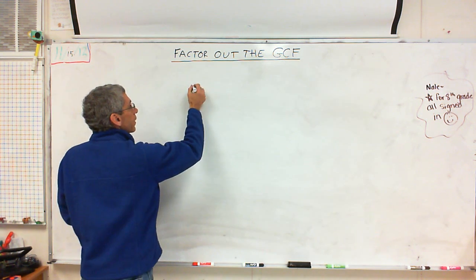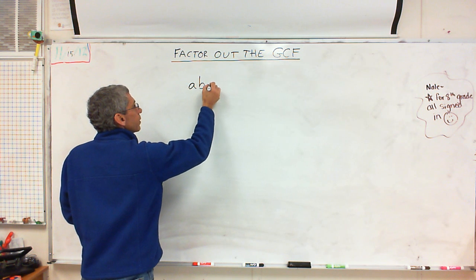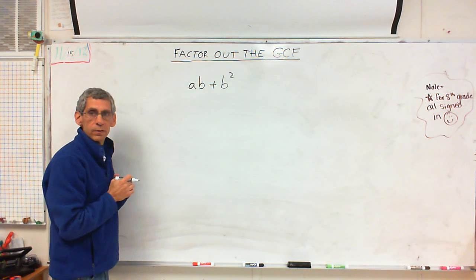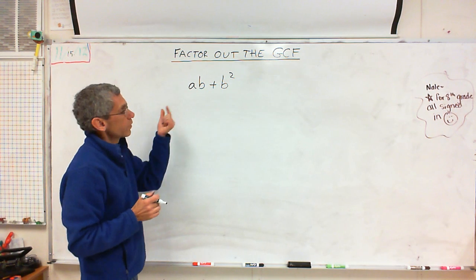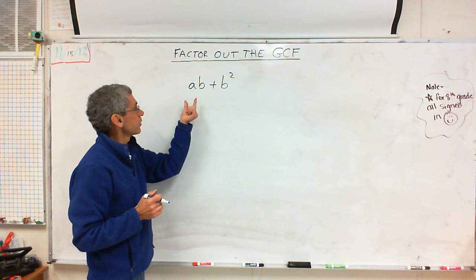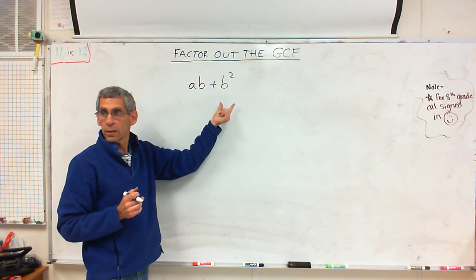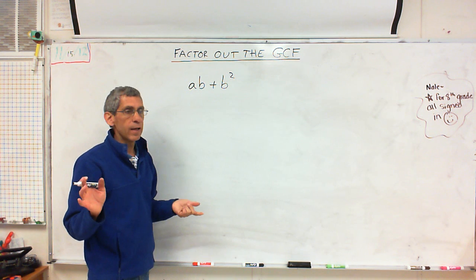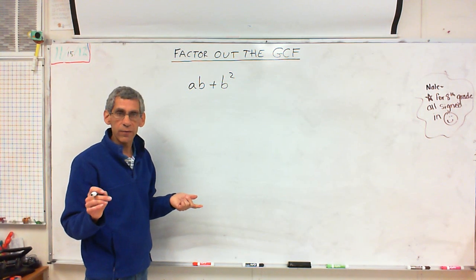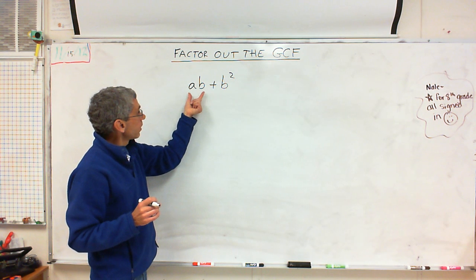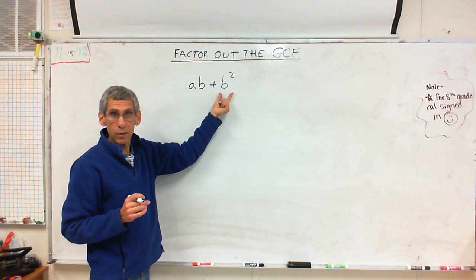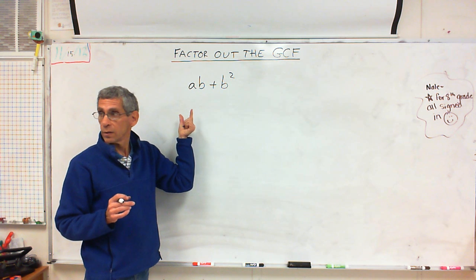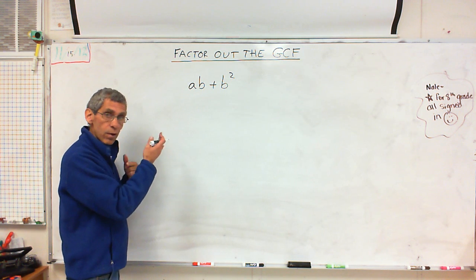Let's say we had ab plus b squared. What is my greatest common factor? Could it be an a? There's an a in this one. Is there an a in this one? No. Then it can't be an a. There is a b here and a b squared here. So b and b squared, which is my greatest common factor? b, right? It's got to be the one with the smallest exponent.